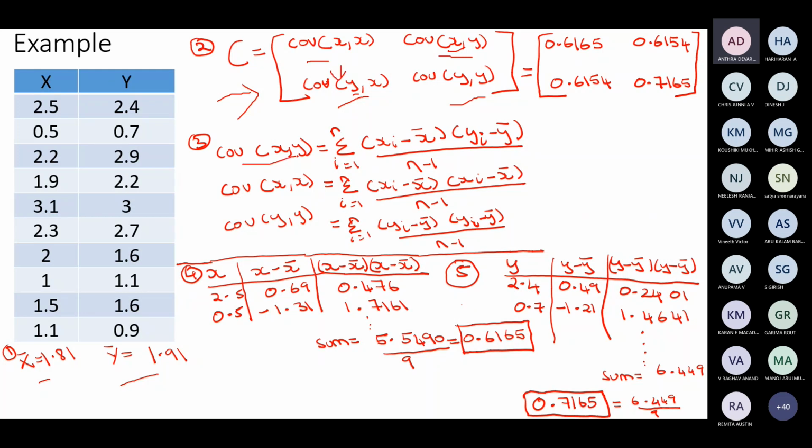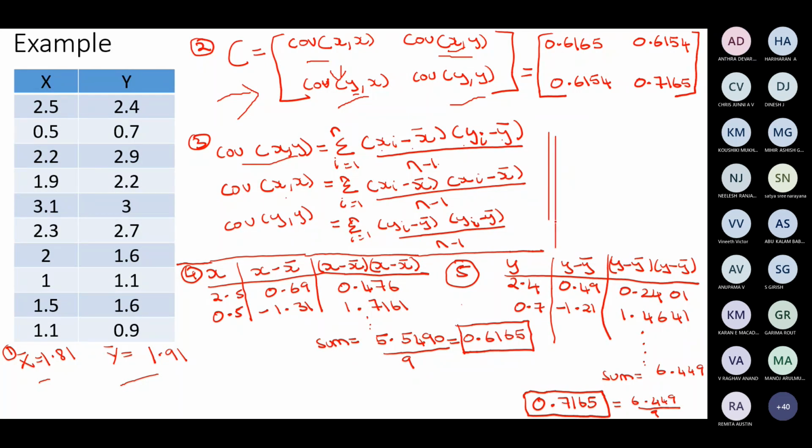The covariance of x comma y is the sum of (xi minus x bar) times (yi minus y bar), divided by n minus 1. The covariance of y comma x is the sum of (yi minus y bar) and (xi minus x bar), divided by n minus 1. The covariance of x comma x is the sum of (xi minus x bar) multiplied by itself, divided by n minus 1, and the same way for y. So you have the formula.